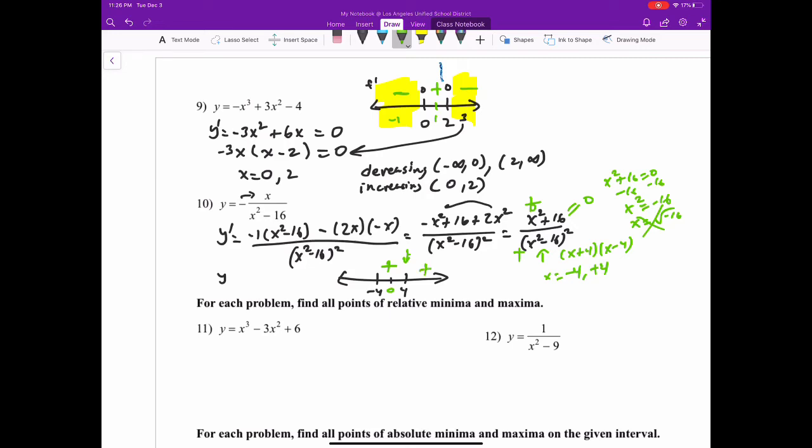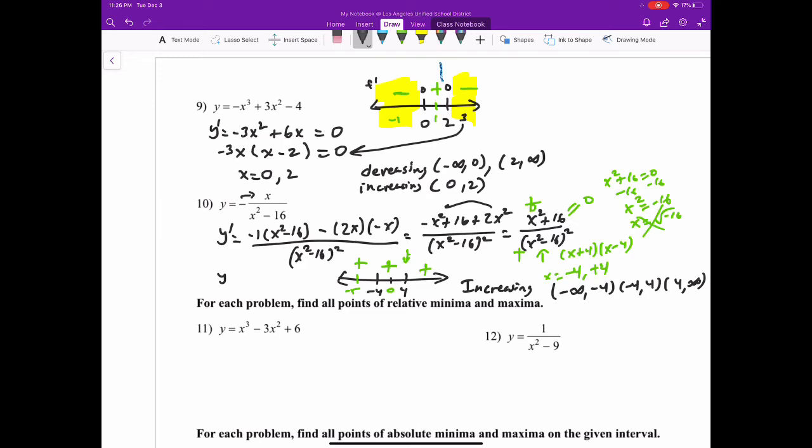And on the left side, I pick something on the left side here. Let's say negative 5. When I plug it in, all those squares become positive, and we're still positive here. So we're increasing everywhere except, let's write this in a way, increasing from negative infinity to negative 4, then from negative 4 to 4, and then from 4 to infinity. And that's your answer.